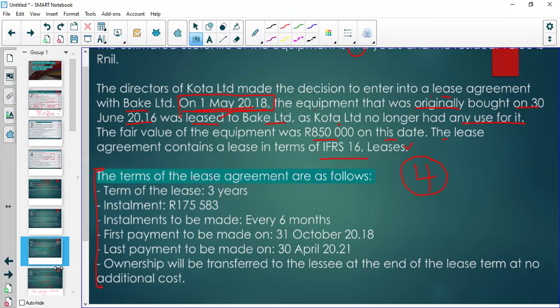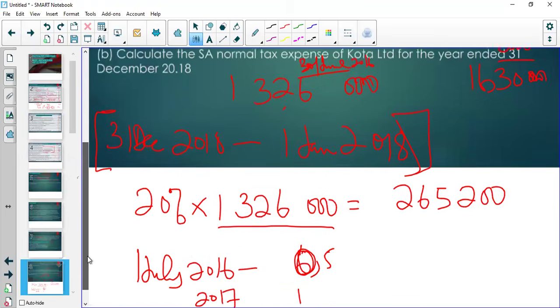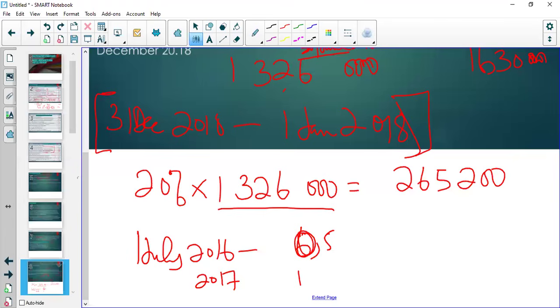Okay. And then, so what am I doing here? I need to calculate depreciation so I can know the carrying amount on the date that it was transferred. Right. So I'm going to show you how that is done.